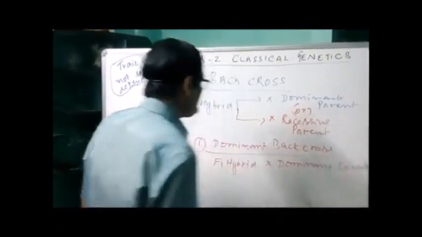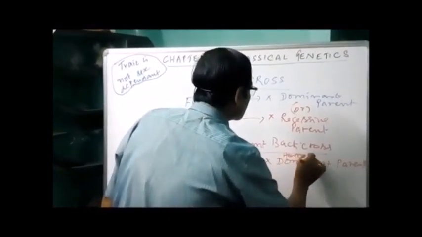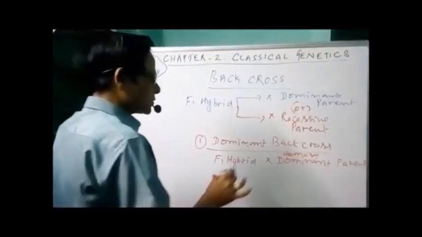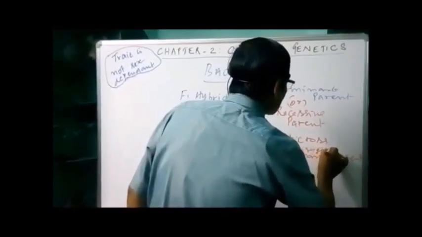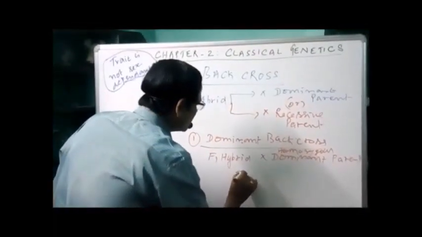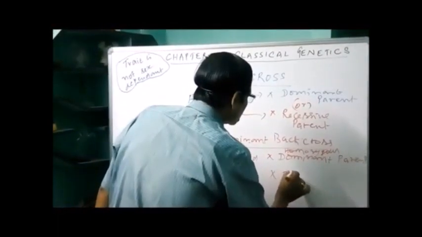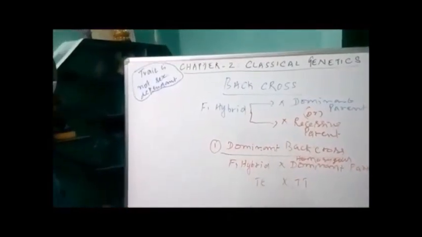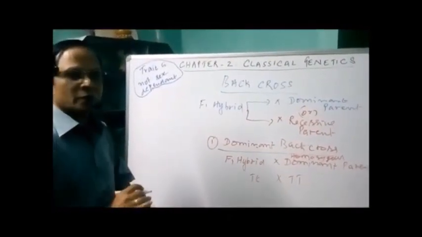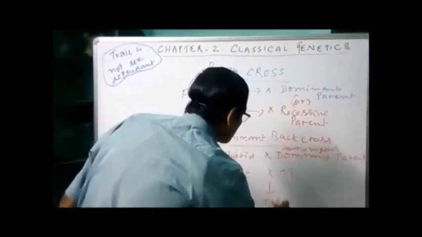The crossing of an F1 hybrid with a homozygous dominant parent. So the F1 hybrid is normally a heterozygous individual, and it is being crossed with a homozygous dominant parent. What is the result? In the case of such dominant backcrosses, we receive all the individuals tall. And this is what is known as dominant backcross.